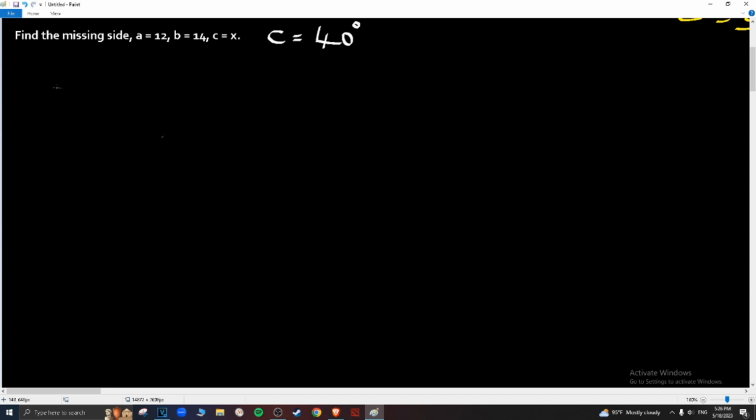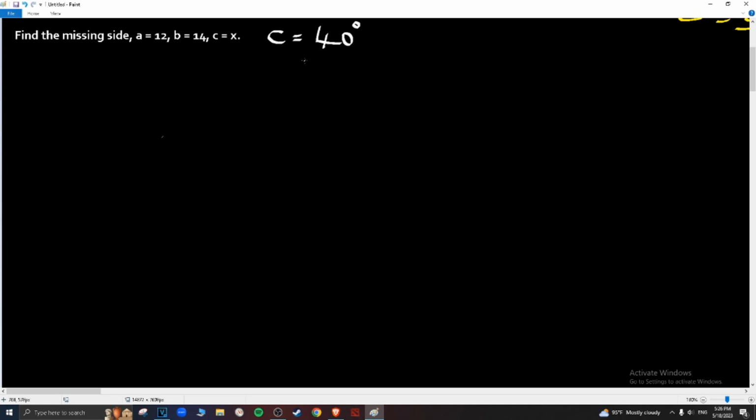So let's get into the equation. Okay, so if I'm presented with this information, I can safely assume that this is a non-right triangle. With a non-right triangle, we want to use three things: the law of sine, the law of cosine, and the area, which is half of AB sine C.